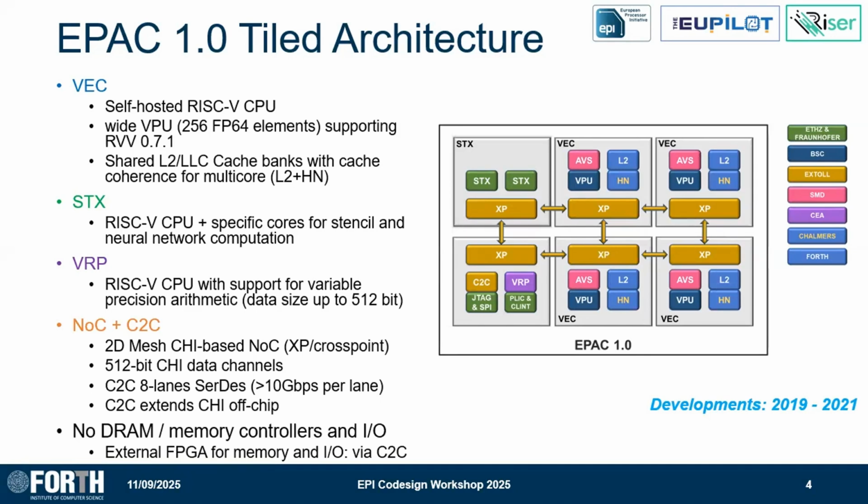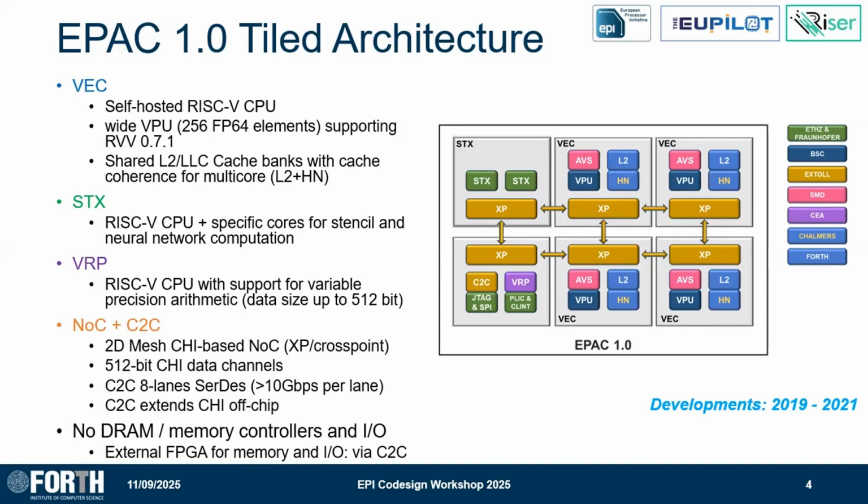It's a 2D mesh CHI-based NOC, very wide, 512-bit data channels, one for the receive and one for the transmit, so you can double the numbers. And the chip-to-chip link is 8-lane SERDES on the side that connects to the outside world of the chip, more than 10 gigabits per lane, 8 lanes here, so around 80 gigabits and a bit more. And this chip-to-chip link extends the CHI of the chip, so we can do things outside this chip.